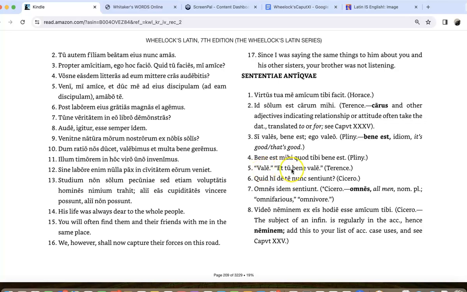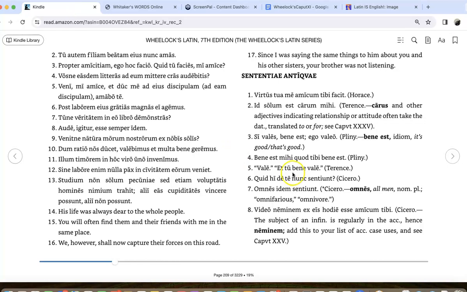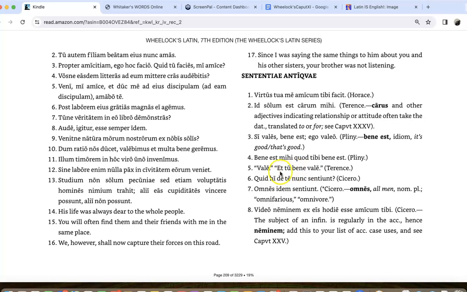Vale, et tu bene vale, so fairly straightforward, so farewell, and you well fare. So this one we could be a little more creative with our translation. So farewell, because that's what vale means, so if we're not sure we can look it up here. You can see vale means farewell or goodbye. But then this last part's a little bit tricky because it literally means and you well fare. So I'm going to say farewell. Notice in English, we'd probably have to say, and I hope you fare well. So, or farewell and may you fare well.